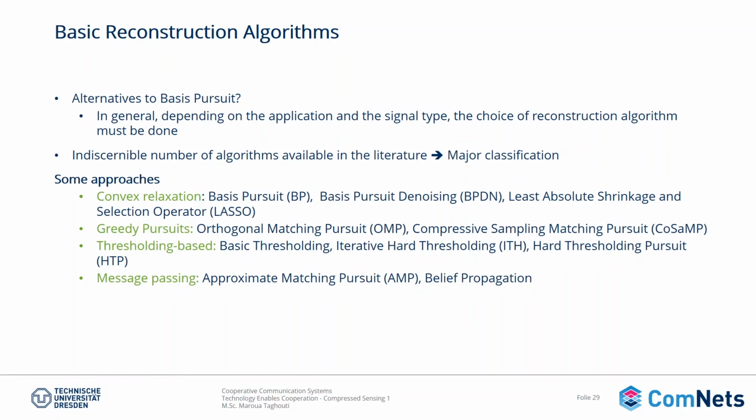As it is hard to discern the number of these algorithms available in the literature, there have been some major classifications, amongst which we name a few that are really important. We have the convex relaxation, what we have seen before, the basis pursuit. There is also basis pursuit denoising, and the least absolute shrinkage and selection operator, LASSO, which is a very famous and old algorithm that you see appearing a lot in the literature.